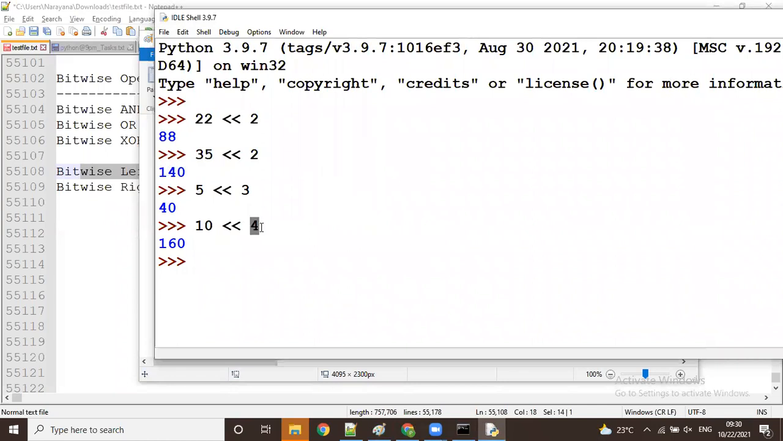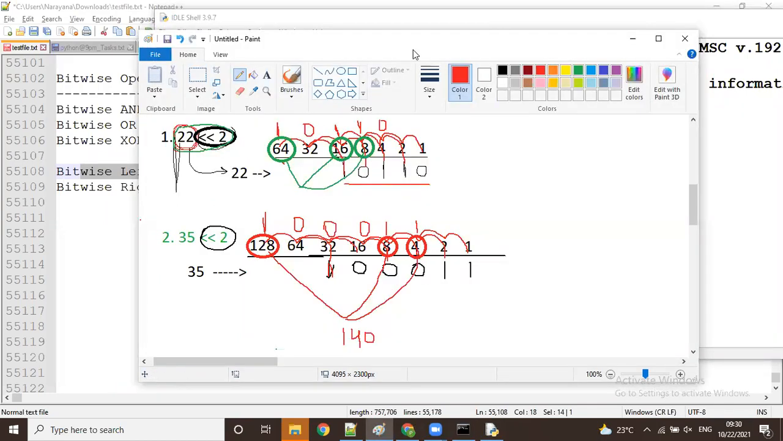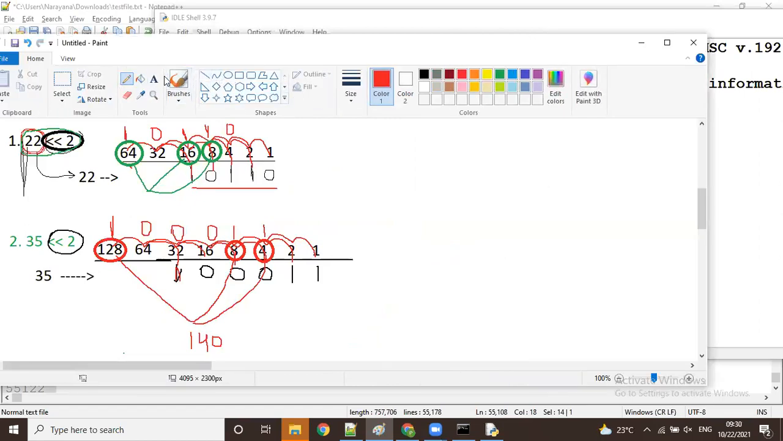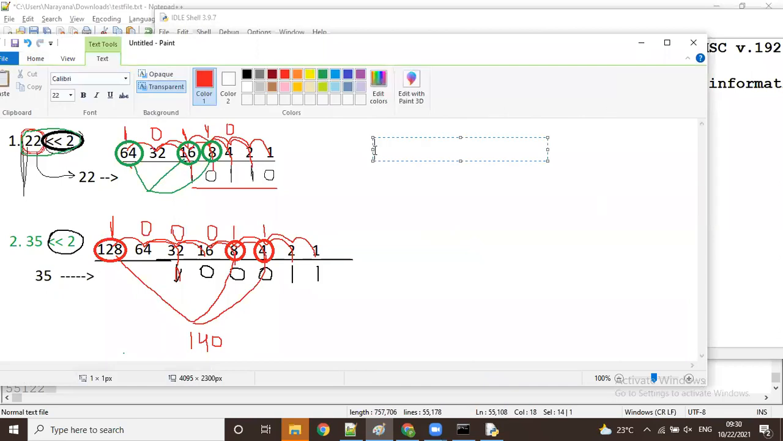Now I'll take this number, guys, because here 4. Let us see moving the 4 places. Here also take the same, guys. Let's try with this 4. 10 4, guys, right? All of you observe. I am going to tell you one more example also. Okay, try to understand: 10 left shift 4.